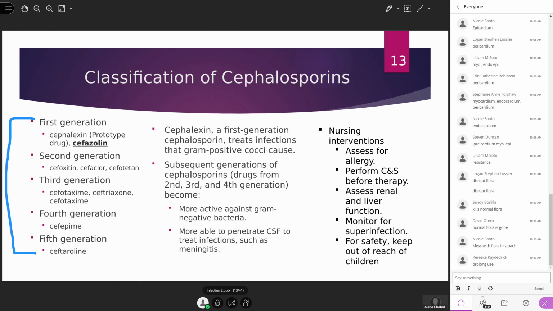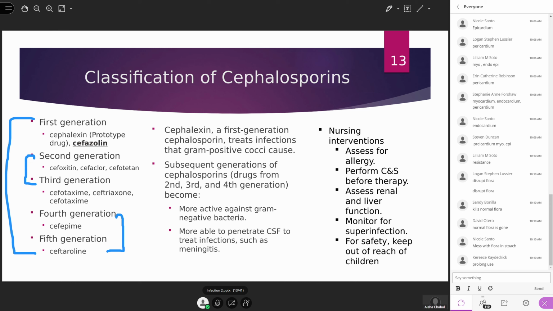The first generation is good for gram-positive, and the second and third are basically for gram-negative. The fourth and fifth we use in case there is a resistance. They are pretty much broad-spectrum antibiotics, but the classification is based on the type of bacteria, as I have listed here.